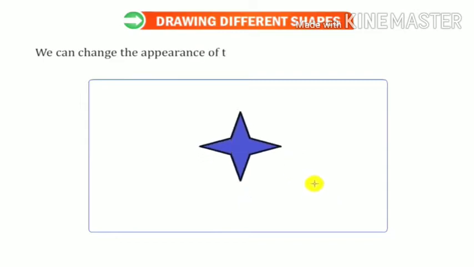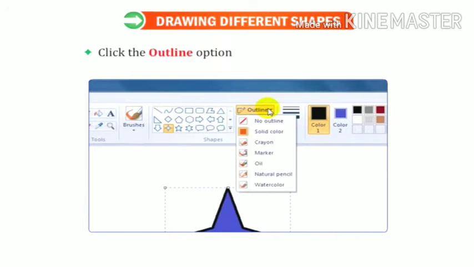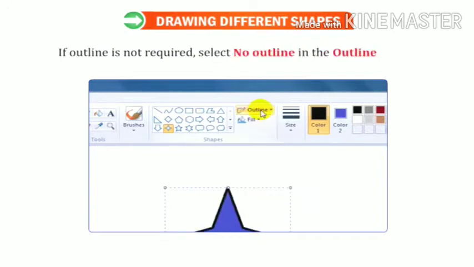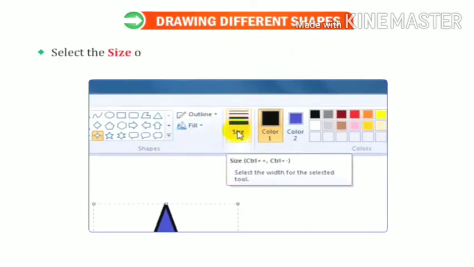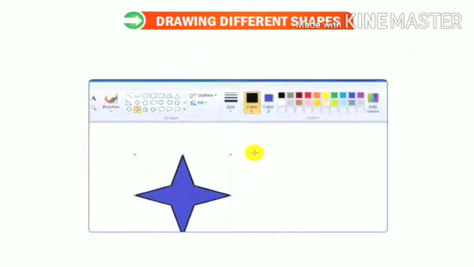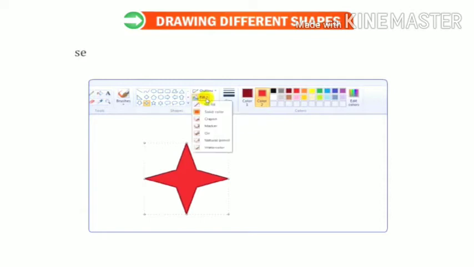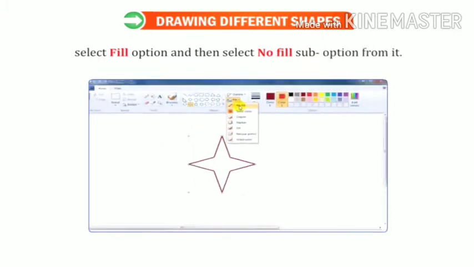We can change the appearance of the ready-made shapes as per our need. Click on Outline option and change the outline style. If outline is not required, select No Outline in the Outline option. Click on Size option to change the line size, thickness of the outline. Click on Color 1 option to change the outline color and Color 2 to fill the shape. If you do not want to fill color in a shape, select Fill option and then select No Fill sub option from it.